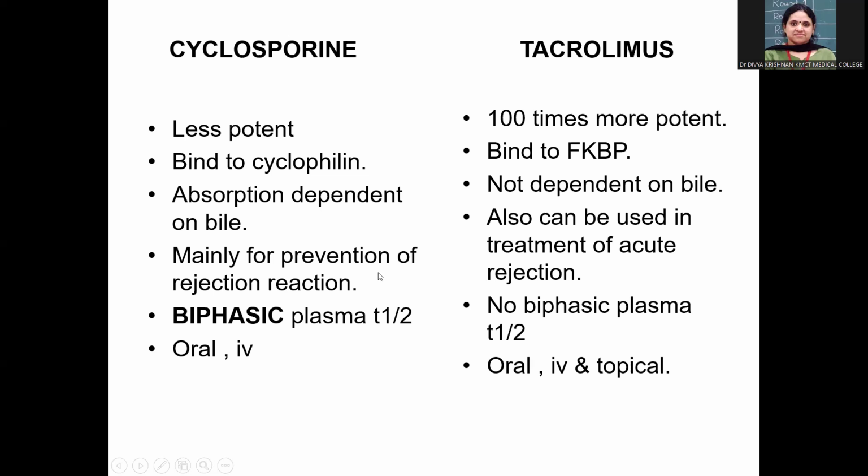Cyclosporin has a biphasic T-half. The other one doesn't have a biphasic T-half. The routes of administration of cyclosporin are only oral and IV, and tacrolimus is given by oral, IV, and topical form, which is used for atopic dermatitis.